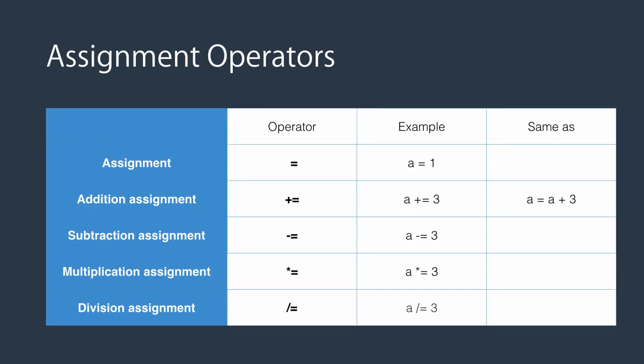Next, assignment operators. The most commonly used is the one with a single equal sign. So here we set a to 1. Pretty basic. Now look at the next 4 types of assignment operators: addition assignment, subtraction assignment, multiplication assignment, and division assignment. Let's see how they work. For example, addition assignment. A plus equal 3 means add 3 to A. So it's equivalent to writing A equals A plus 3. And the same rule applies to the other 3 assignment operators.